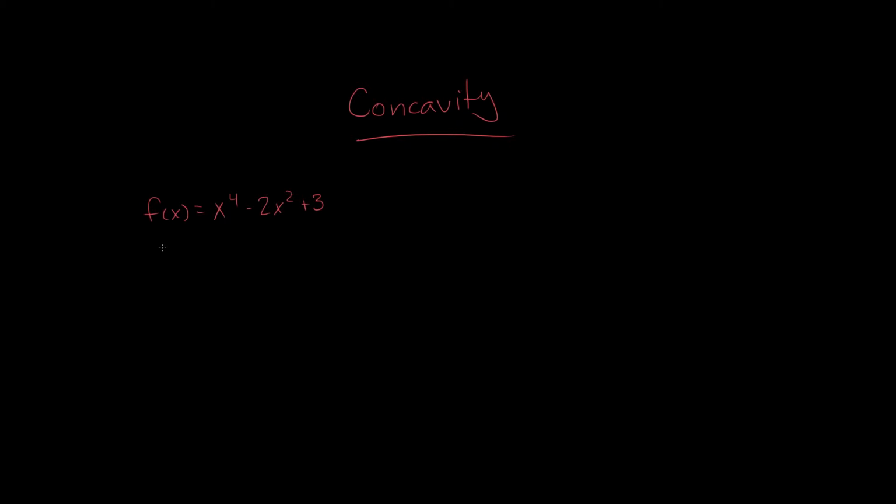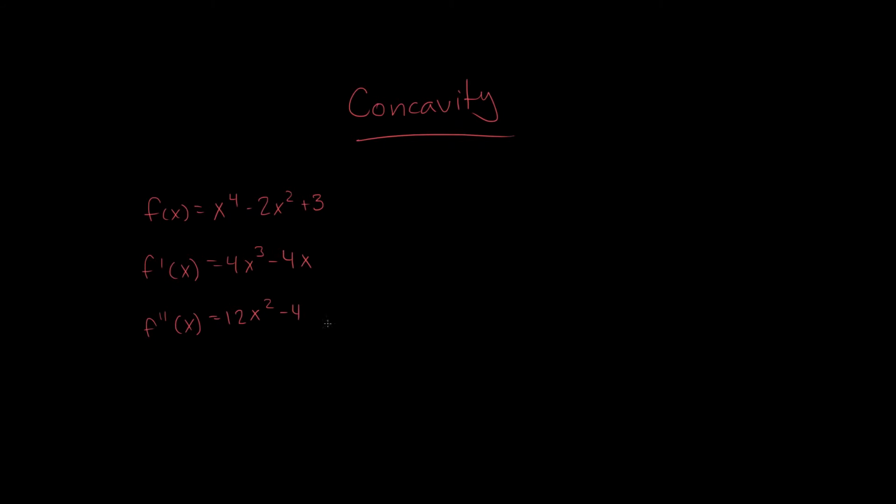So let's do that. The first step would be finding the first derivative. We're just going to use the power rule here. We're going to get 4x cubed minus 4x, and then the plus 3 goes to 0. Then we're going to repeat it to get the second derivative, and we get 12x squared minus 4.